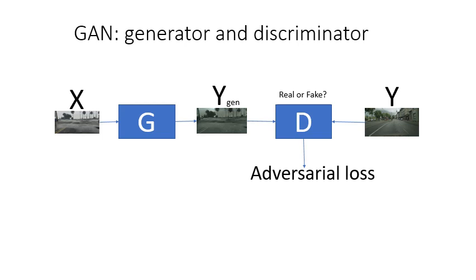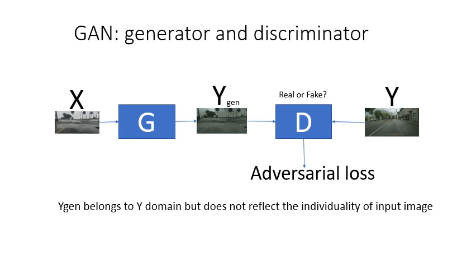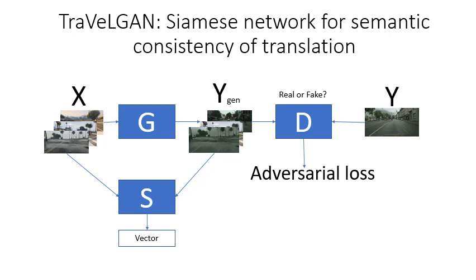If we train such a network, the generated image may belong to the target domain. But there is nothing to ensure that generated images have the individuality or semantics of the input images. One of the methods for semantic consistency of translation is TraVeLGAN.